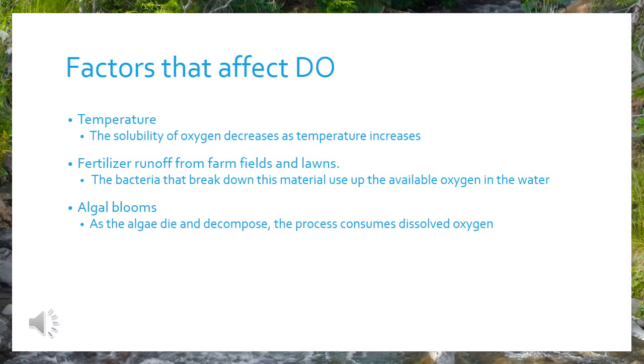Factors that affect DO. Temperature. The solubility of oxygen decreases as temperature increases. Fertilizer runoff from farm fields and lawns can affect DO. Bacteria that break down this material go into overdrive and use up the available oxygen in the water. Algal blooms can cause low DO also. As the algae die and decompose, the process consumes a lot of the dissolved oxygen in the water.